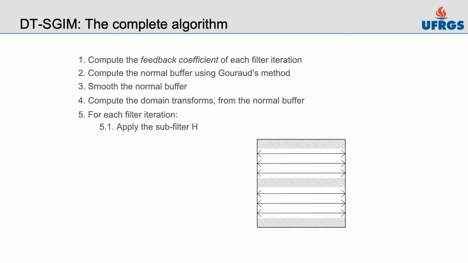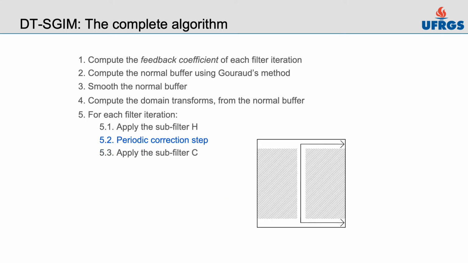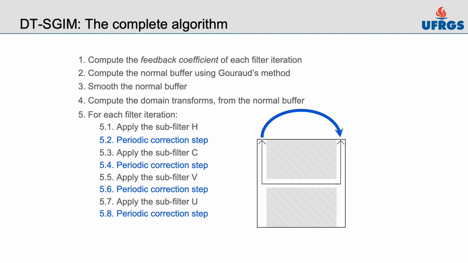For each iteration, we first apply the subfilter H, and then we correct the periodic boundary. Then we apply the subfilter C, and again we correct the results. Similarly, we apply the subfilter V and correct the results. And we apply the subfilter U and correct the results.